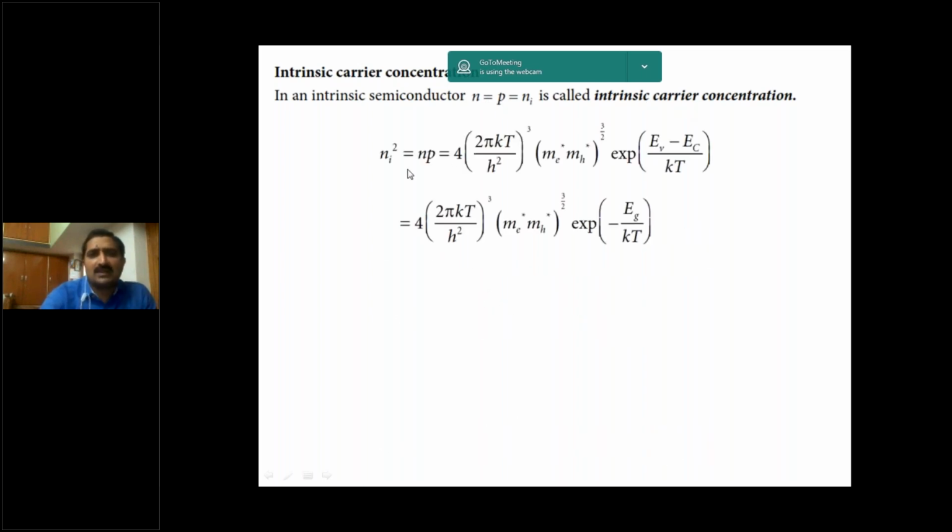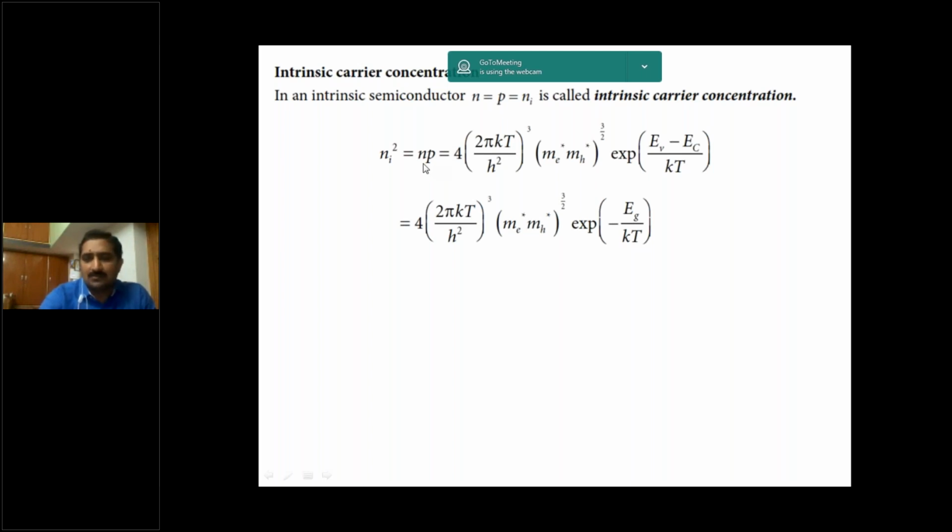So we want to calculate the intrinsic carrier concentration. Our topic heading is intrinsic carrier concentration. In an intrinsic semiconductor, the number of available electrons in the conduction band is equal to the number of available holes in the valency band. So N is equal to P, which can be taken as Ni. N is equal to P is equal to Ni, called the intrinsic carrier concentration. So I am taking Ni square. Ni square means N into P.